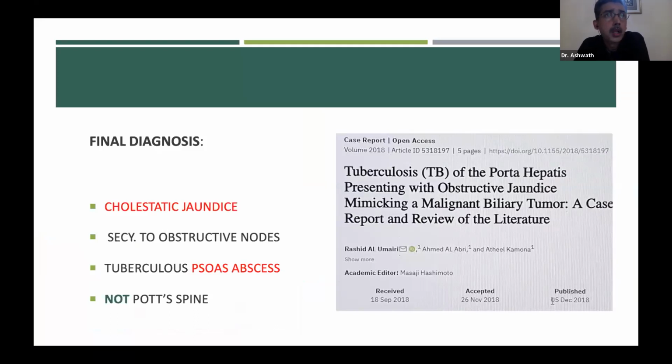And remember, left psoas abscess, right psoas abscess, bilateral psoas abscess following pot spine is well described. But this was a child whose MRI showed absolutely nothing wrong with the spinal cord or the spinal column. The only other literature that I could see of this similar picture was from an Omani lady who was 39 years of age who had tuberculosis of the lymph node mimicking an obstructive jaundice or a carcinoma head of pancreas.